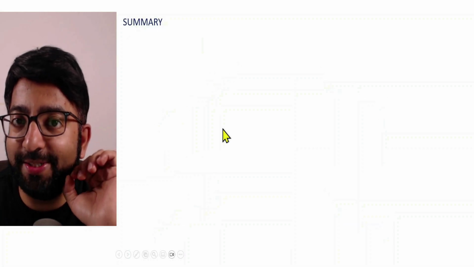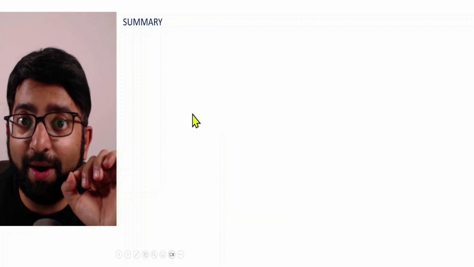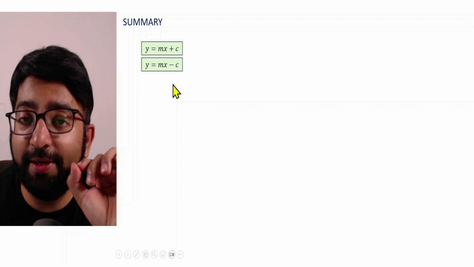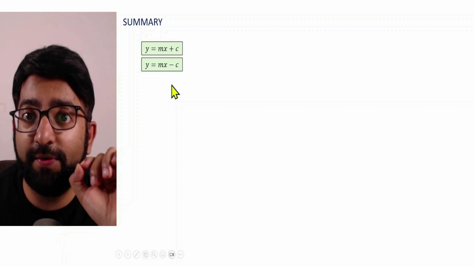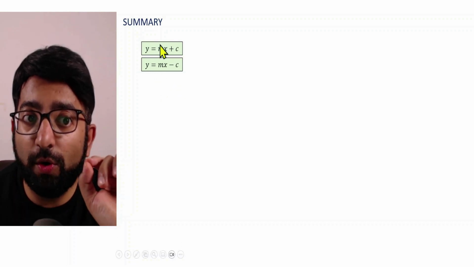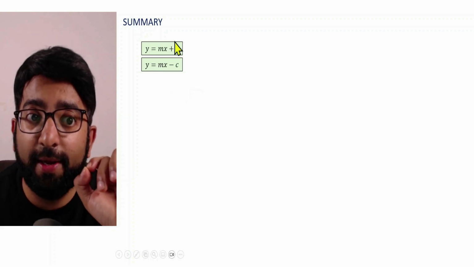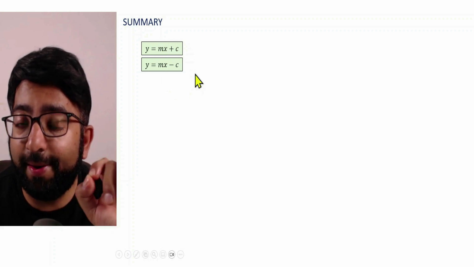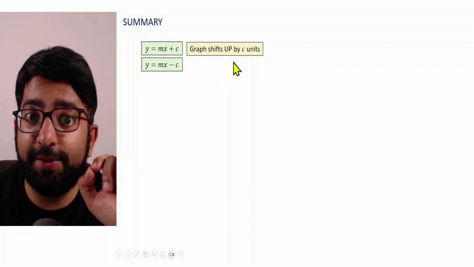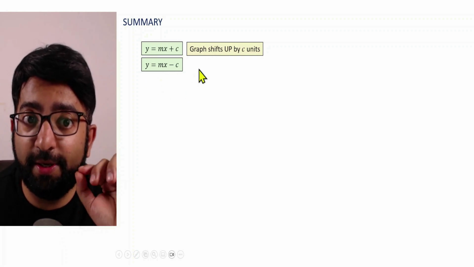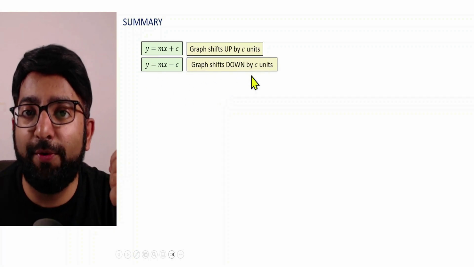And now let us have a quick summary of what we have learned so far regarding equations and graphs. So if the equations are y is equal to mx plus c or mx minus c, these are linear equations and the graph are straight lines. If you recall, y is equal to mx is a straight line which is passing through the origin. But if we have mx plus c, we are adding something, then the entire graph shifts up by c units. On the other hand, y is equal to mx minus c, the graph shifts down by c units.